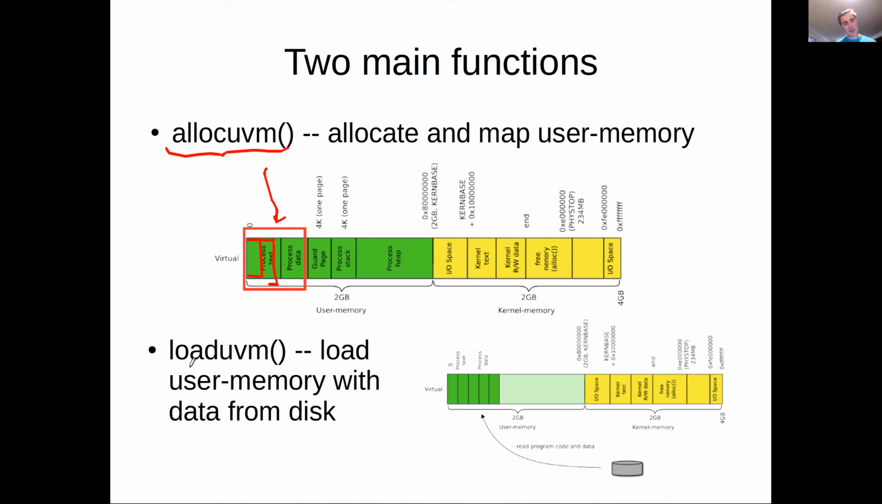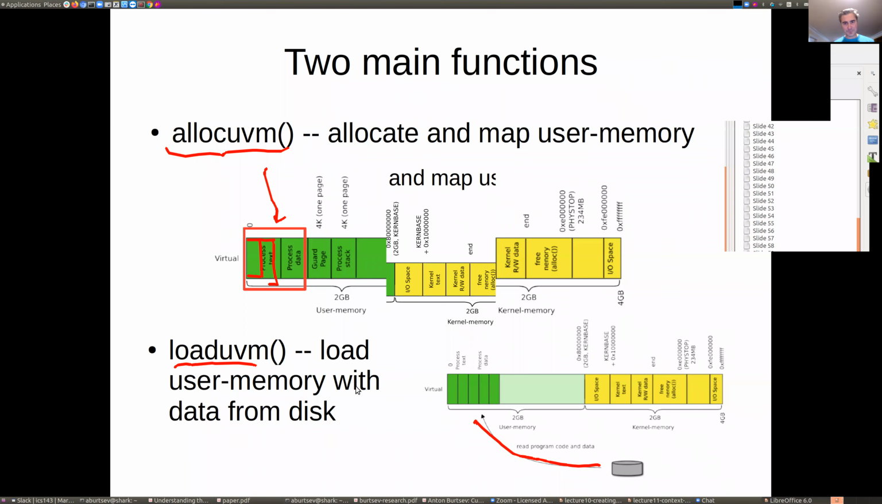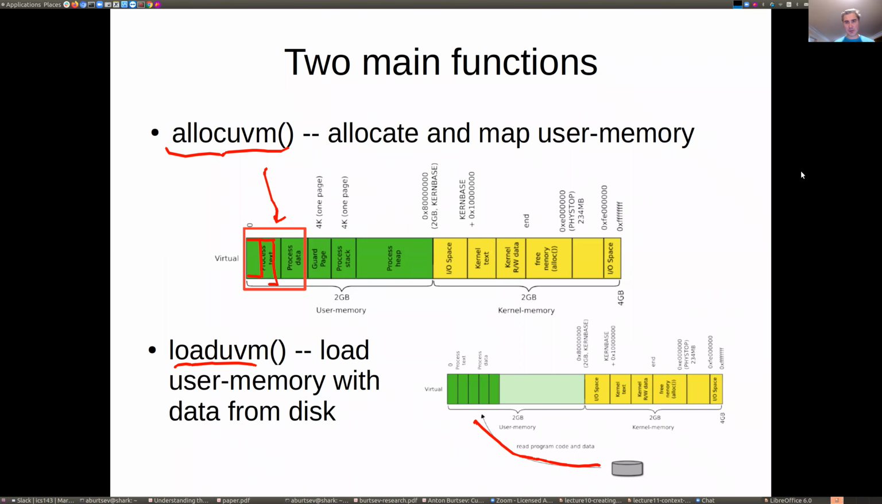The second function is called loaduvm. This function will load the pages which are already allocated from disk into memory. At a high level, the story seems relatively simple, because you say, look, doesn't seem too hard. We know how to allocate pages because we already looked at allocation of kernel memory, and at the same time we know how to load stuff from files.